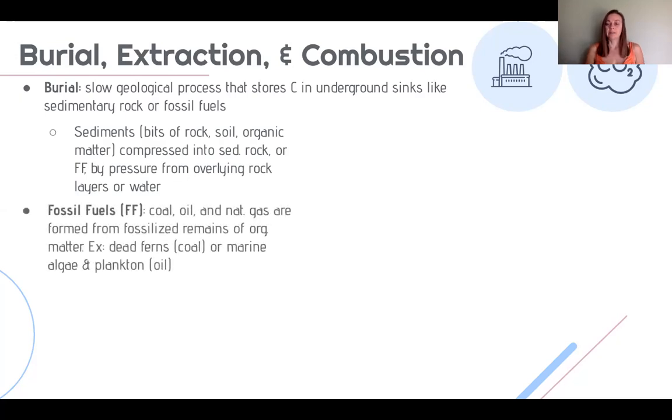In some circumstances, when we have anaerobic decomposition in an acidic environment, it can be compressed and form fossil fuels. Generally speaking, again, fossil fuels that come from land organisms, dead ferns, and peat create coal. Marine algae and plankton, upon compression, are going to create oil and natural gas.